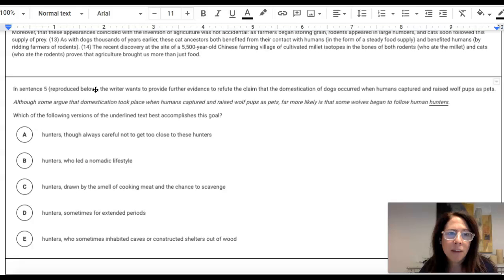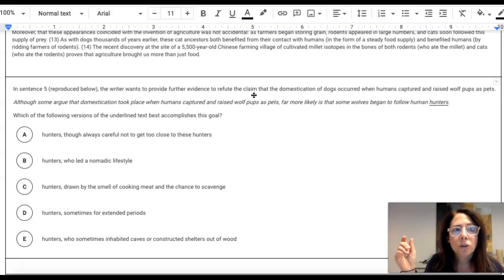In sentence 5, I'm looking for the first verb. And the first verb phrase is provide further evidence to refute the claim. That's my verb phrase. I don't need to know what this writer wants to do. Those are words that are going to get you bogged down in time. So you're locating the location, that's easy, sentence 5. And then you're finding your first verb phrase: provide further evidence to refute the claim.